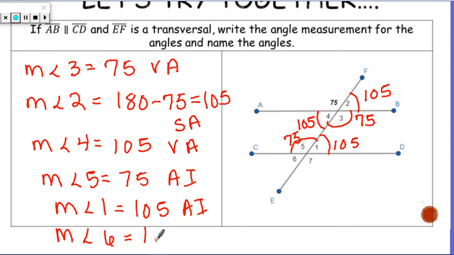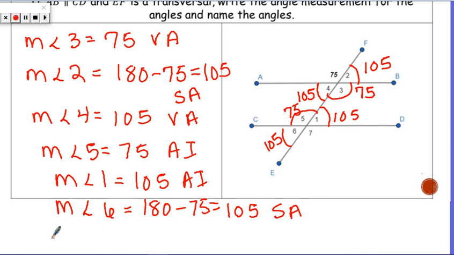Well, it should be 105, so I'm going to say 180 minus 75 equals 105, and I'm going to call that one a supplementary angle because if I add the measure of angle 5 and 6 together, that should be 180, or you could have gone with 6 is equal to 1, the vertical angle rule. Whichever way you want to approach that is perfectly fine.